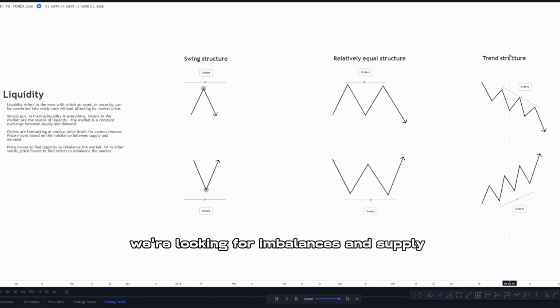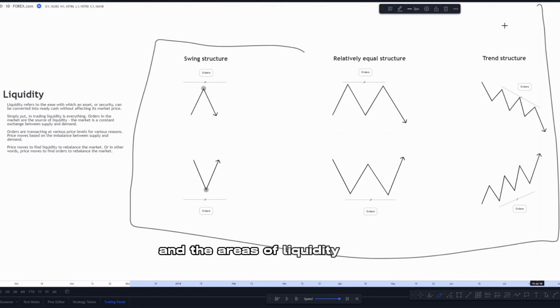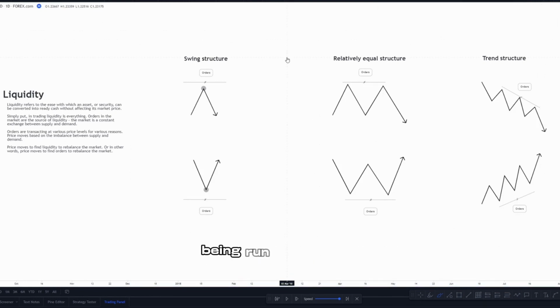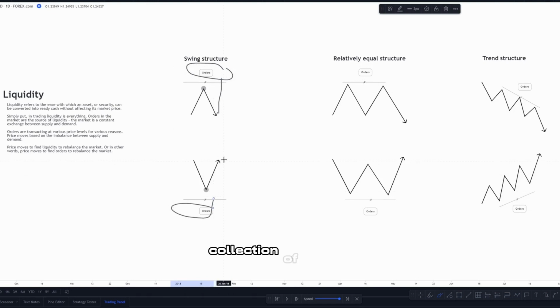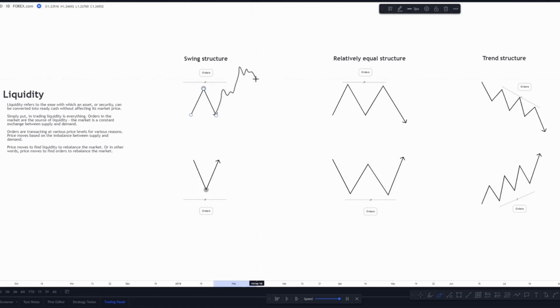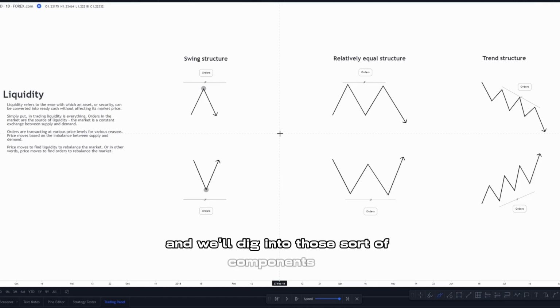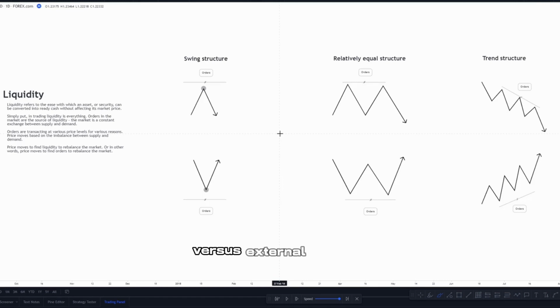We're looking for imbalances in supply and demand to trade the supply and demand zones, but we need to understand liquidity and the areas of liquidity that are being created, being run, so to speak. And again, when I use the term being run, that really just showcases the collection of orders being tapped into before something happens. And what we might see is that price would run liquidity and then run the other way, or what we might see is price creates liquidity and then continues on. And we can use liquidity for a basis of building trade ideas, or use liquidity as targets as well. And we'll dig into those components in the next section when we dive into internal versus external liquidity.